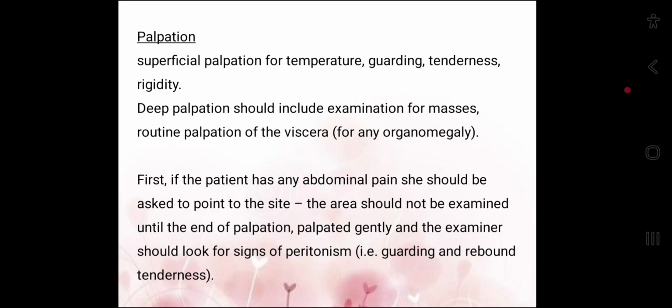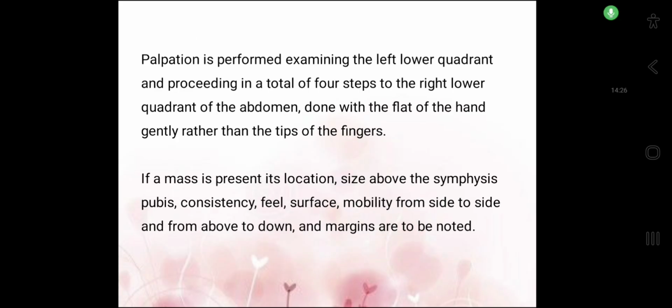Before proceeding to palpation, make sure your hands are warm and ask the patient about any area of abdominal pain. Any site of abdominal pain should be examined at the end, gently, looking for signs of peritonism, guarding, and rebound tenderness. Start palpation from the left lower quadrant and go clockwise to the right lower quadrant of the abdomen, using the palm of the hand rather than the tips of the fingers.